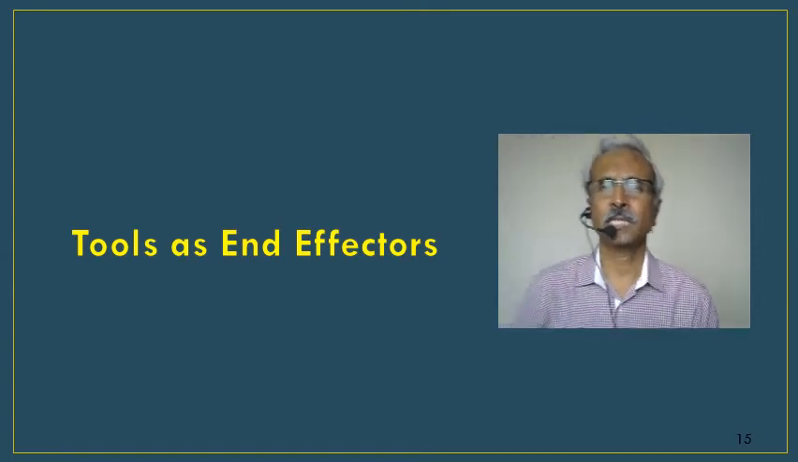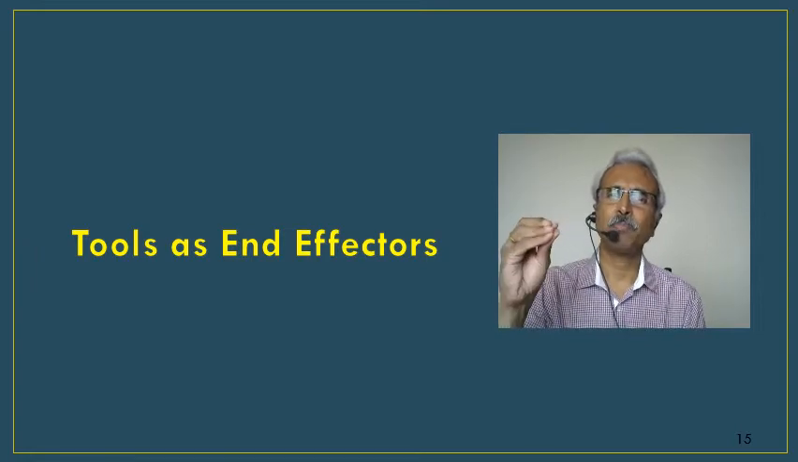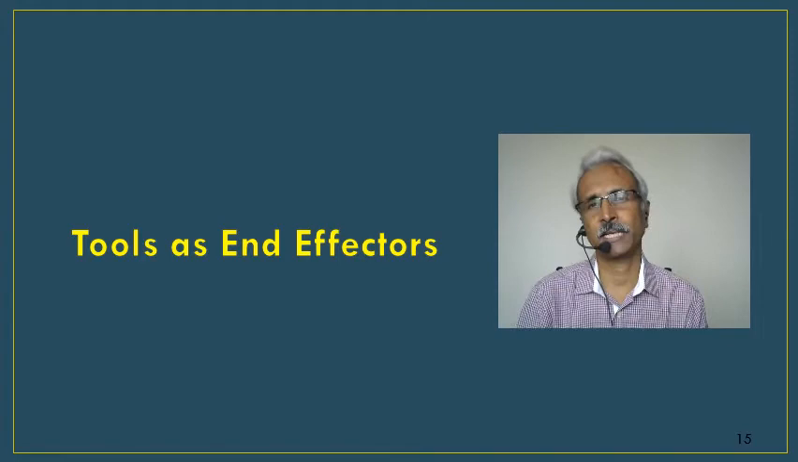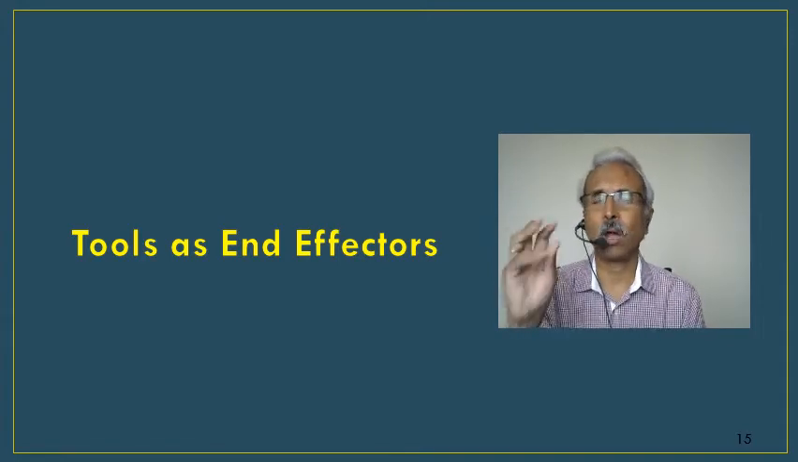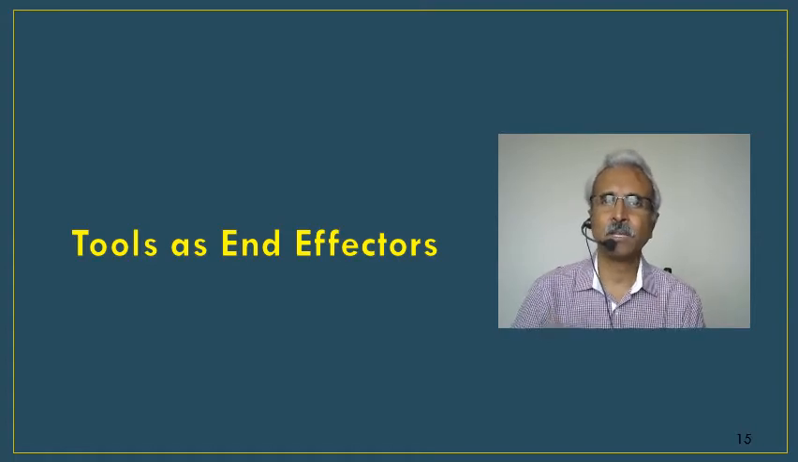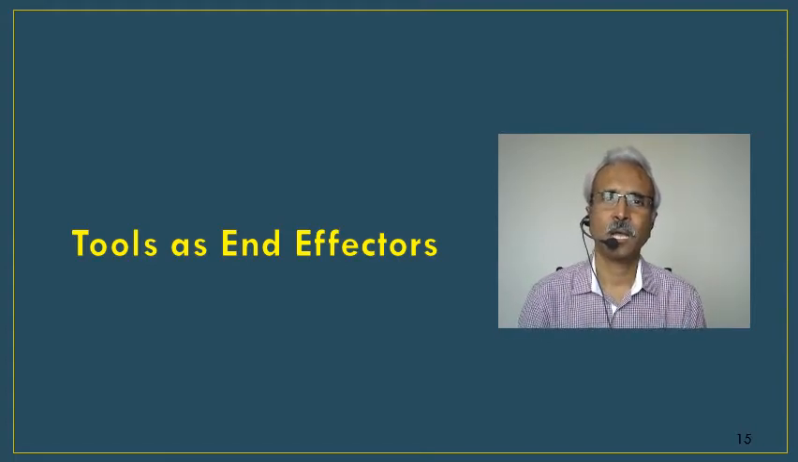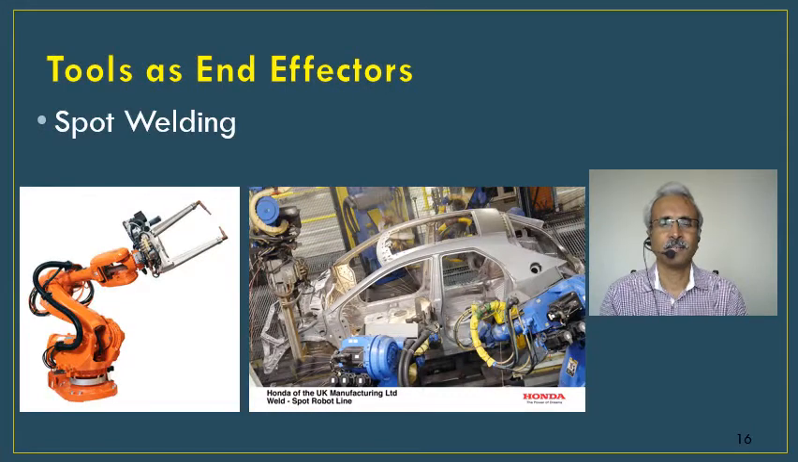Whereas there is another category where in place of fingers, I put in a tool that does some operation. Rather than handling it, the end effector does an operation. When I say operation, there are so many machining operations. Let's see one by one how robots can be used to do that effectively. Right, tools as end effectors.